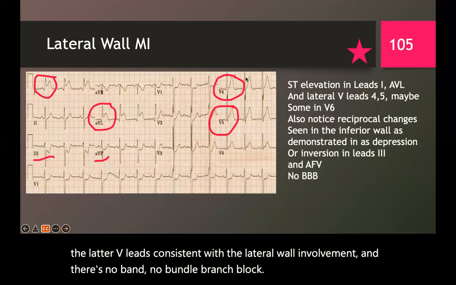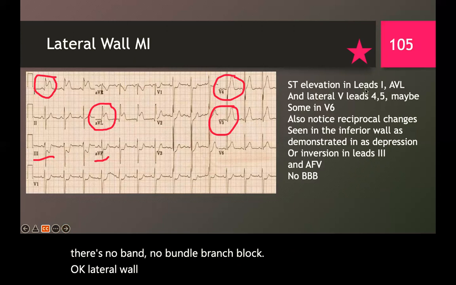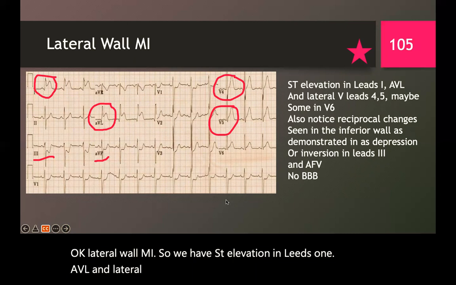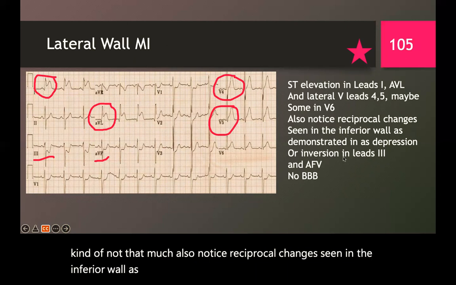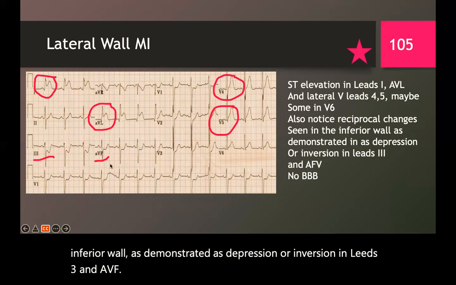Okay, lateral wall MI. So we have ST elevation in leads 1, AVL and lateral V leads 4 and 5, and maybe some in V6, though not that much. Also notice reciprocal changes seen in the inferior wall, demonstrated as depression or inversion in leads 3 and AVF. See? And there's no bundle branch block on this strip.